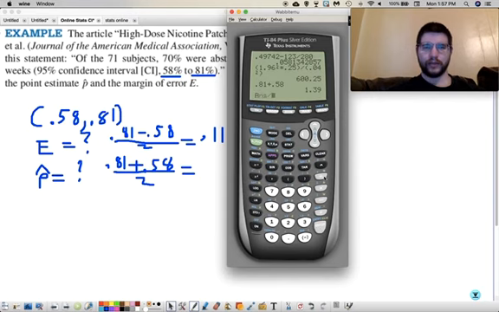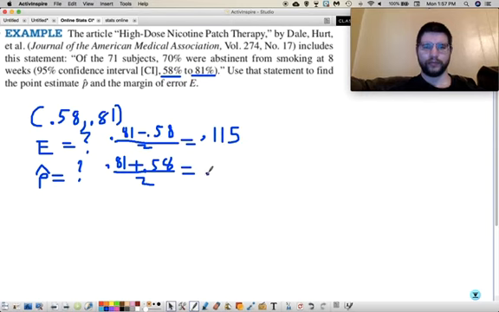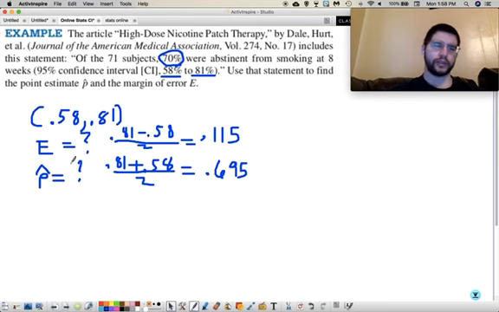So add those together and then divide that by 2. 0.695. So p-hat was 0.695 or 69.5%, which they rounded to 70%. So there it is. There's the margin of error and the sample proportion based on the confidence interval.